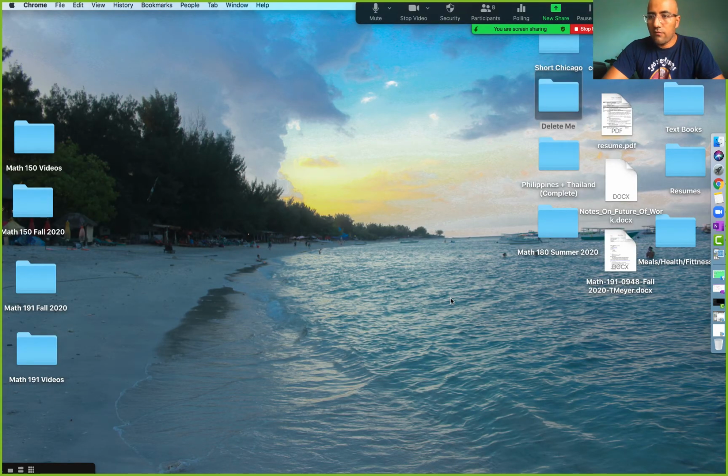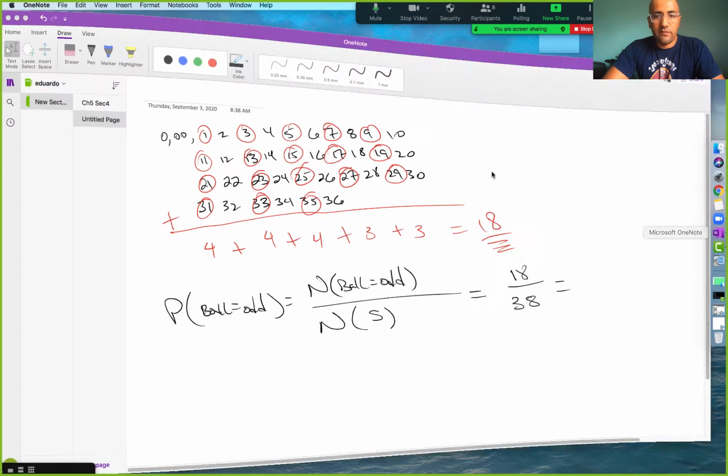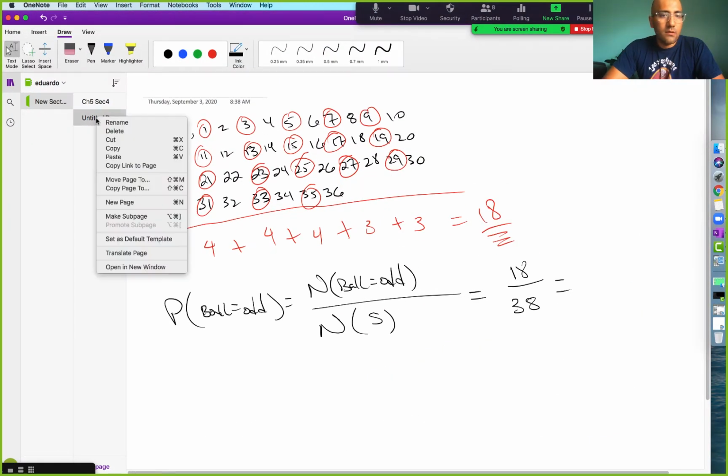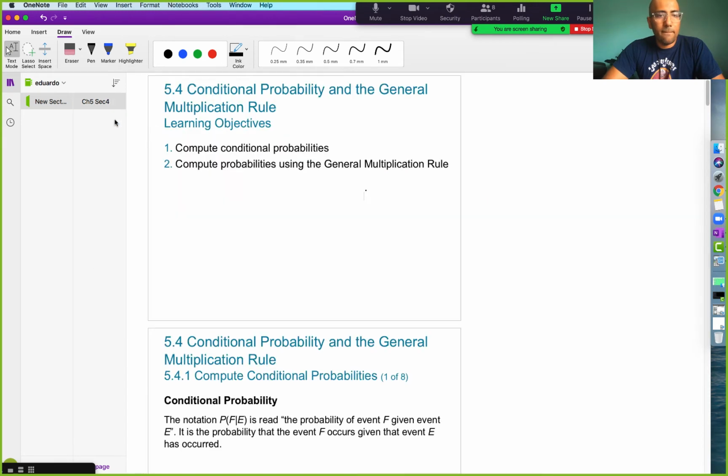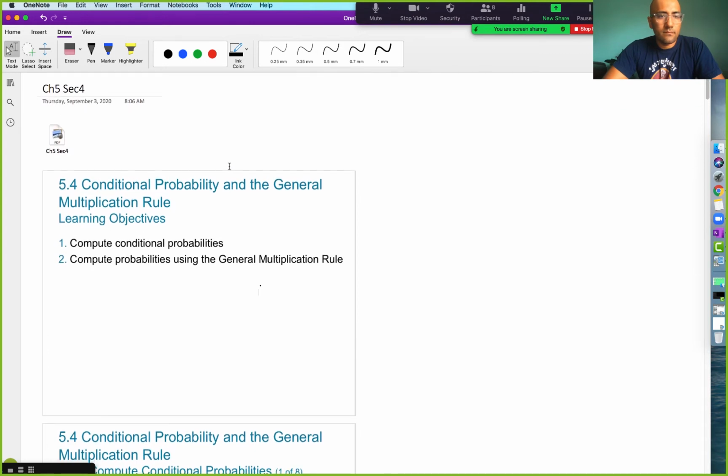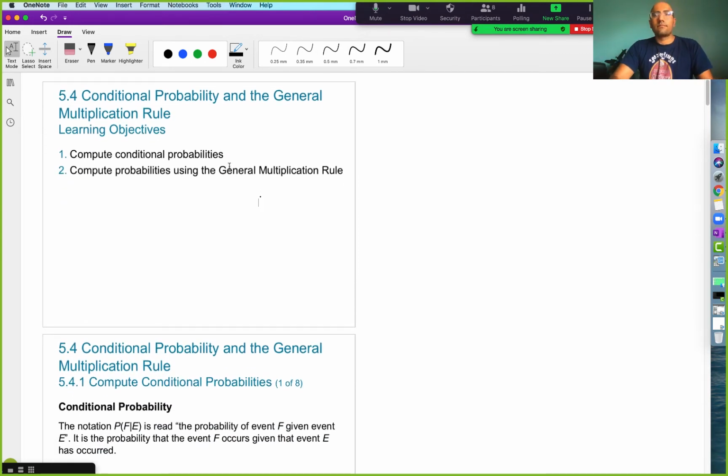And unfortunately, this is where it actually starts to get confusing. Okay, chapter 5, section 4. Conditional probabilities and the general multiplication rule.